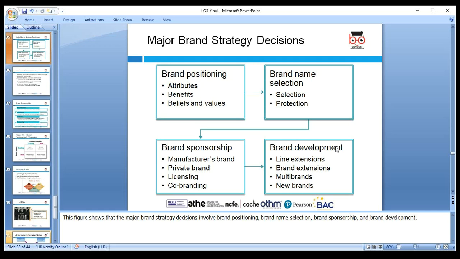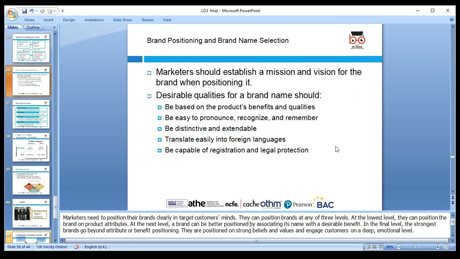So brand sponsorship, yes. Different brands can be sponsored. Licensing, a brand can be registered. Line extension within the brand: we have a shampoo, but under that we have a two-in-one. We have Head and Shoulders, and we have a conditioner. So we can look at brand extension, multi-brand, and all new ones. Brand positioning and brand names are very important. So we can look at different brands in different locations.